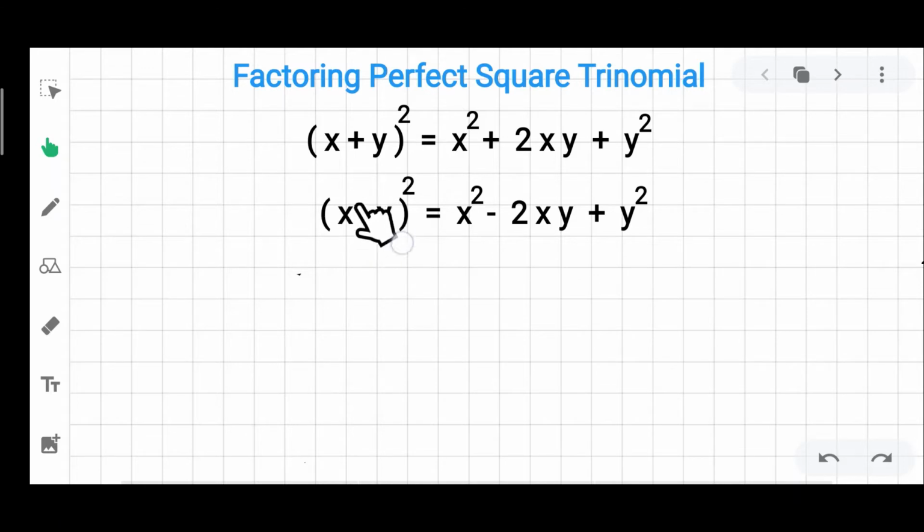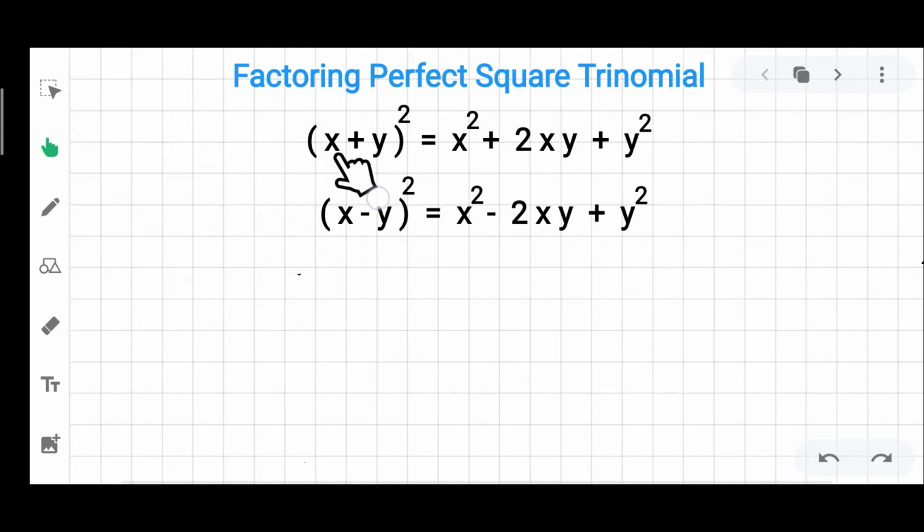So, the same thing din kapag negative, x times x, x squared, x times negative y is negative xy, times 2, negative 2xy. Then, for the last term, all we have to do is to multiply the last term, y times y is y squared. So ngayon, paano ba natin pina-factor ang mga perfect square trinomial from this?